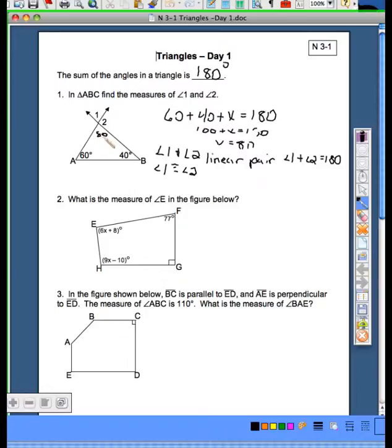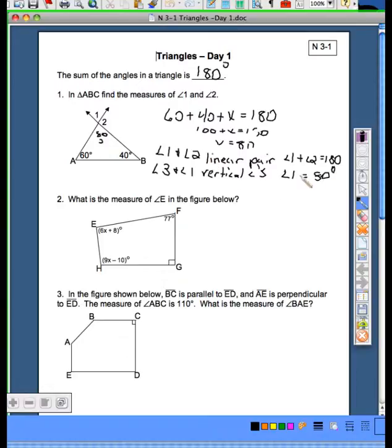Now we're going to call this angle 3. Angle 3 then, and that's the one I was thinking I was referring to a while ago. Angle 3 and angle 1 are vertical angles. Okay, and vertical angles are congruent. So angle 1 is equal to 80. Okay, so that's one of our answers, and it's degrees.